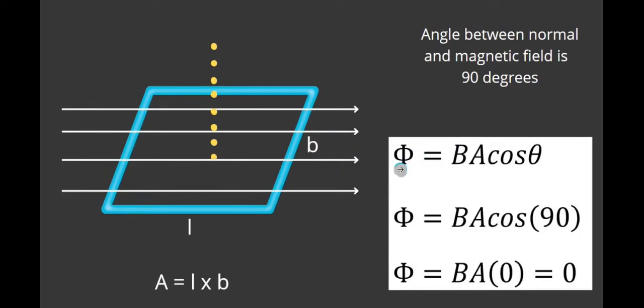Now if you go back to our equation, we said that magnetic flux equals the magnitude of the magnetic field times the area. So for the area, we'll just use your formula. Let's say it was 2 centimeters by 3 centimeters. So you know it will be 2 times 3.